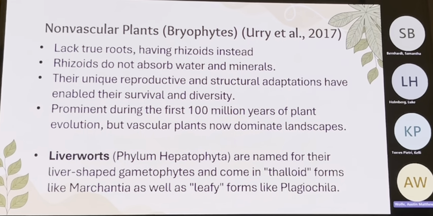Bryophytes lack true roots, having rhizoids instead, which do not absorb water and minerals. Bryophytes' unique reproductive and structural adaptations have enabled their survival and diversity. They were prominent during the first 100 million years of plant evolution, but vascular plants now dominate landscapes. Liverworts are named for their liver-shaped gametophytes and come in thalloid forms like Marchantia and leafy forms like Plagiochila.